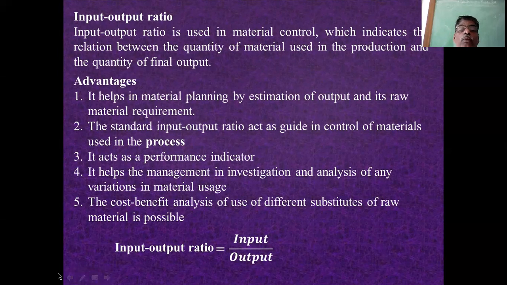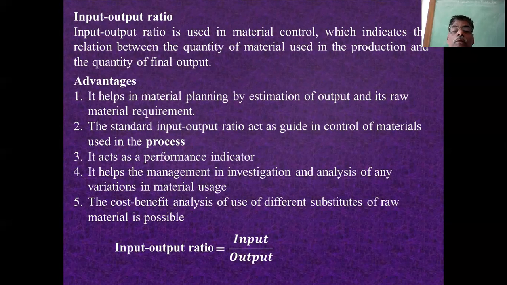And it acts as a performance indicator. On the basis of this predetermined ratio, you can know the performance of each worker, whether the worker is working efficiently or inefficiently. It helps management in investigation and analysis of variation in the material use. If there is a variation in the material use, what are the causes and what are the problems? You can find out. Then the last advantage is cost benefit.